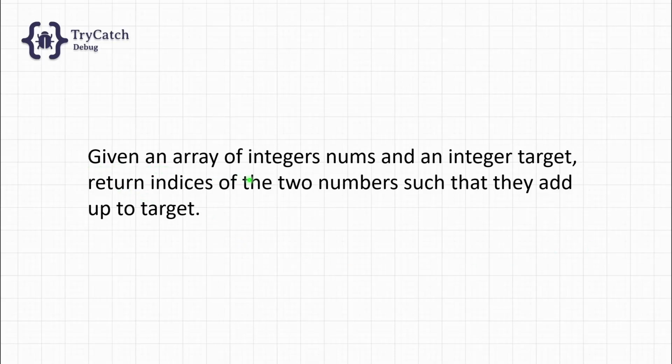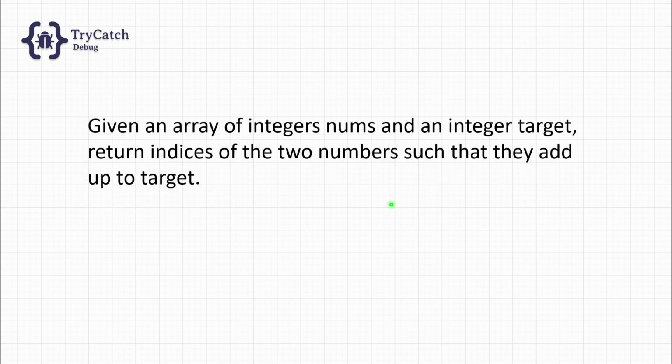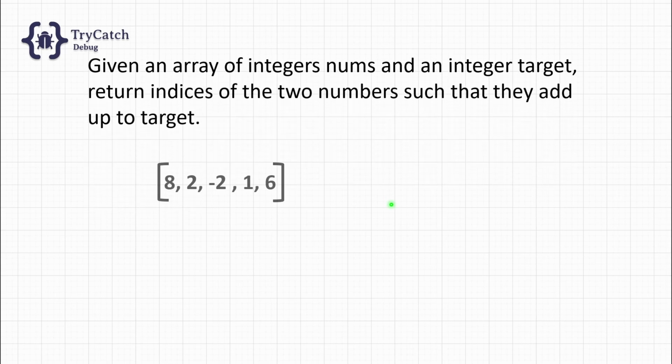Given an array of integers nums and an integer target, return indices of the two numbers that add up to a target. Let's take an example for this. The given array is 8, 2, -2, 1 and 6 and the target is 7. By looking into the nums array, we can say 1 and 6 add up to 7, and the indices for 1 and 6 are 3 and 4 respectively. So we have to return 3 and 4 as a result.